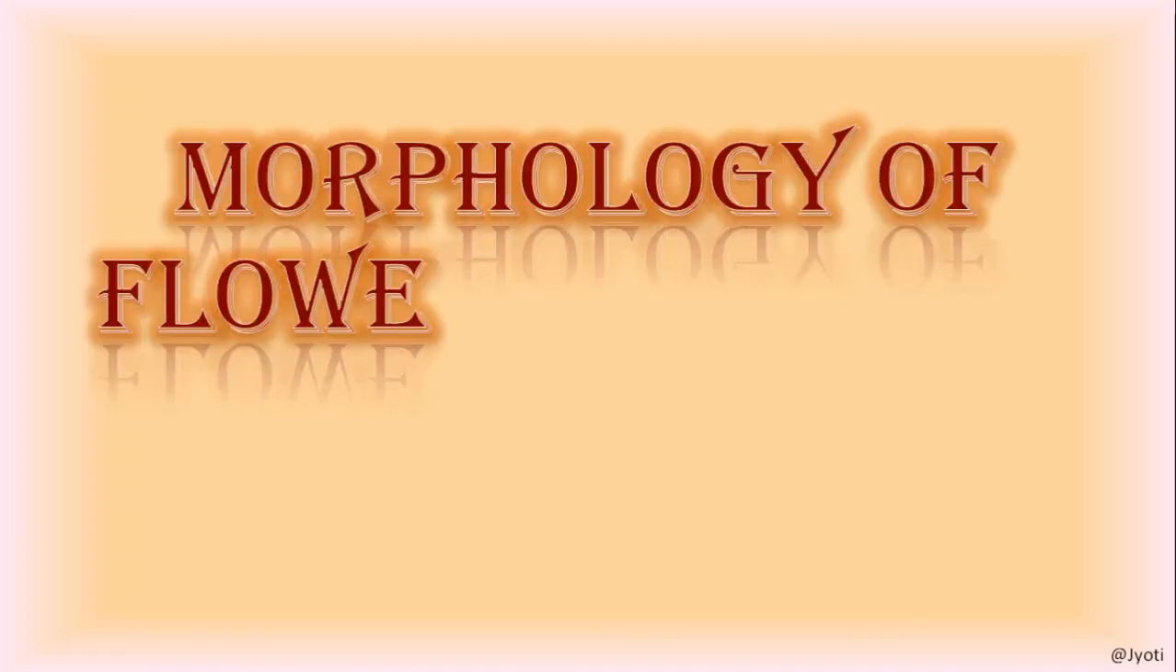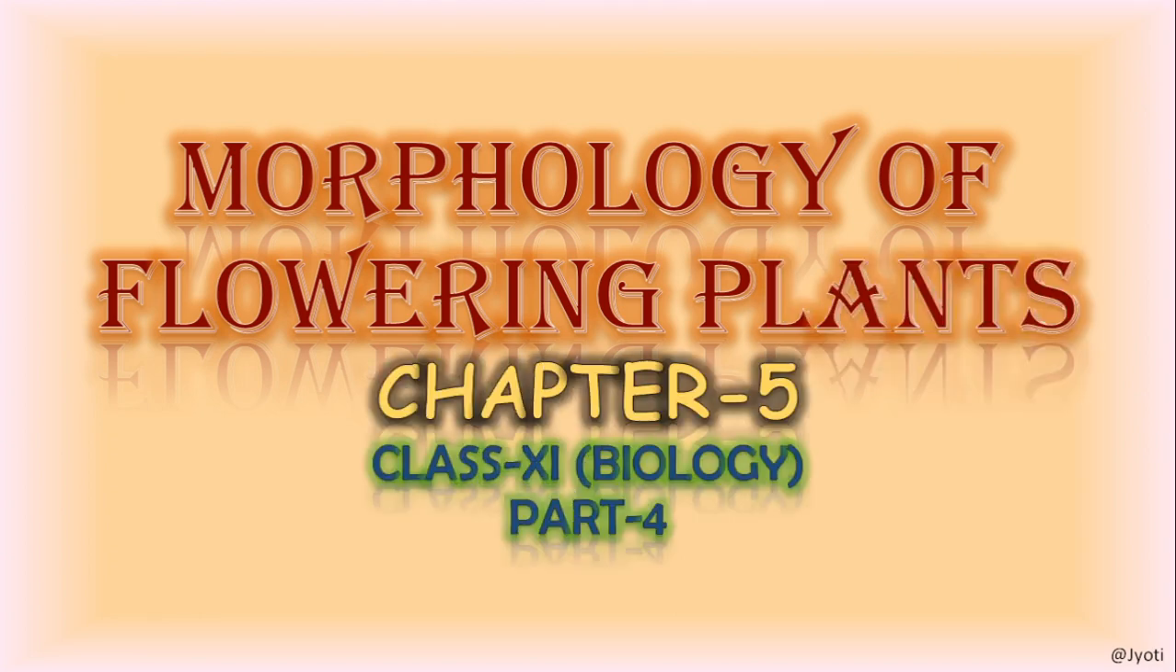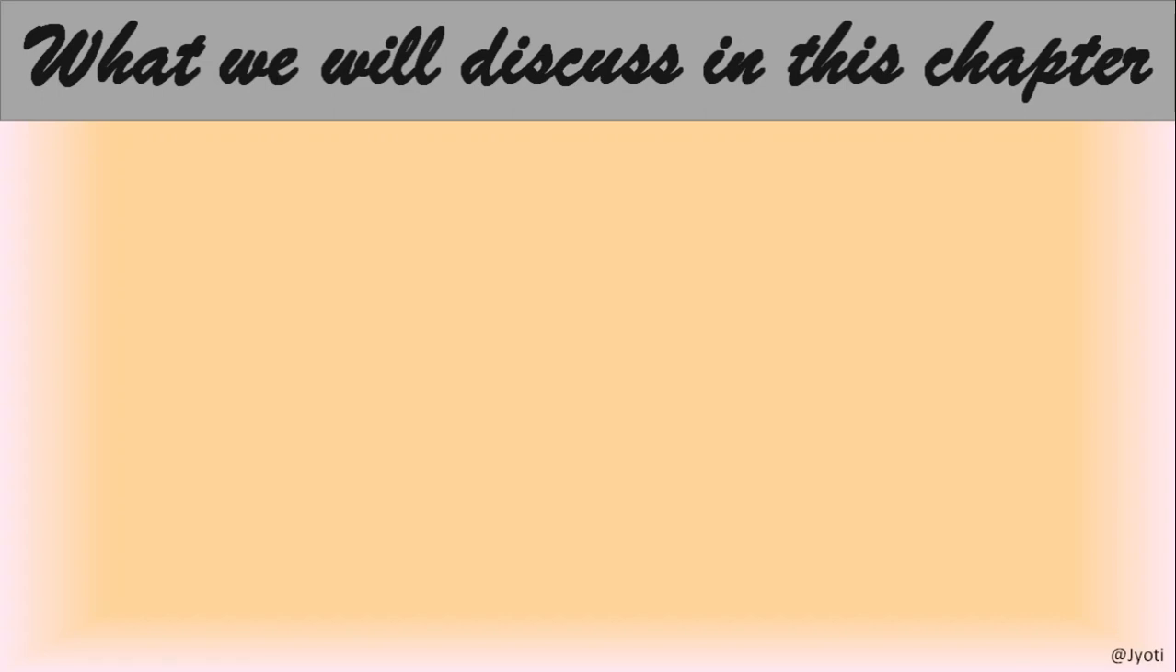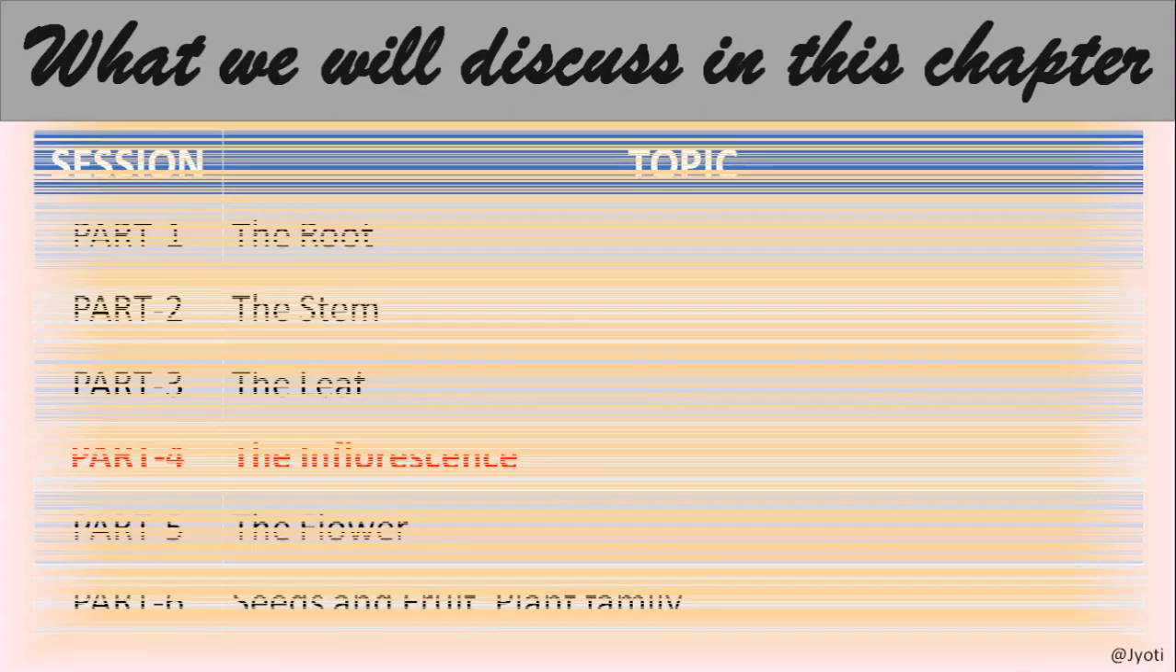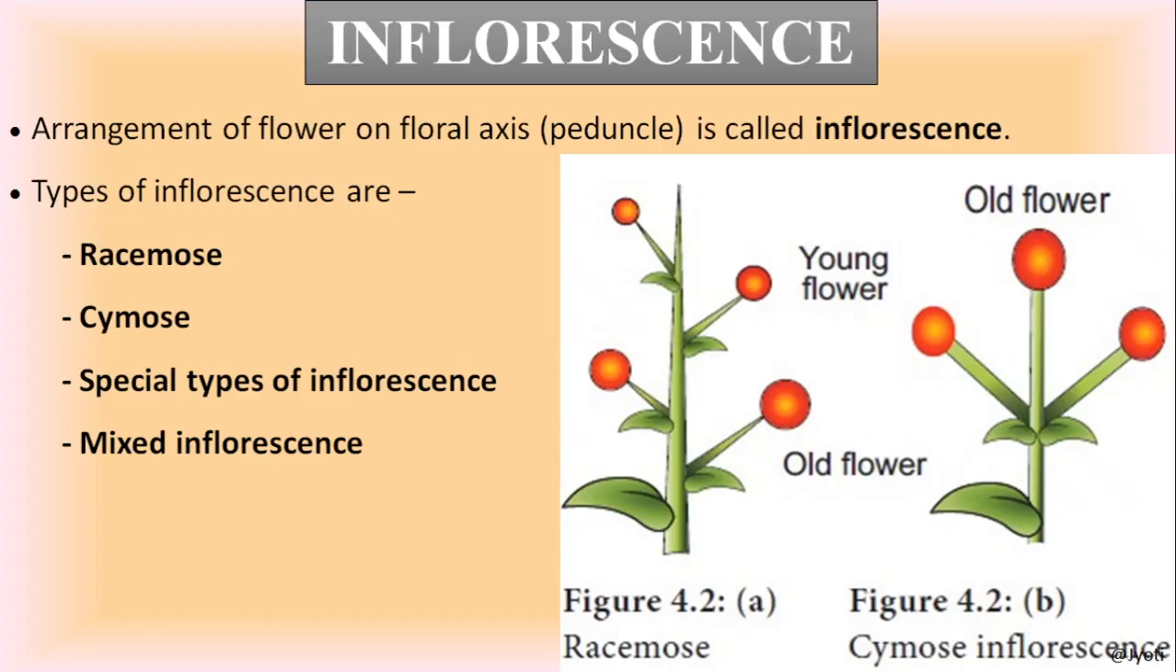Welcome everybody. We are discussing the chapter Morphology of Flowering Plants. This is chapter 5 of class 11th biology. Already we have discussed 3 parts of this chapter. Today we are going to discuss part 4 of this chapter. In our previous session we discussed up to the leaf, and today in this session we will discuss the inflorescence. Let us start our discussion.